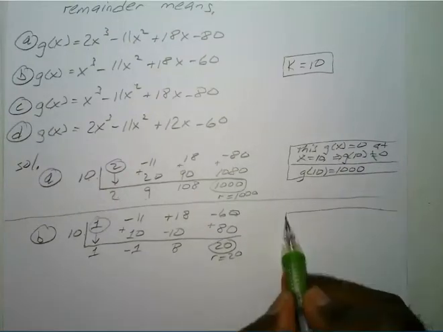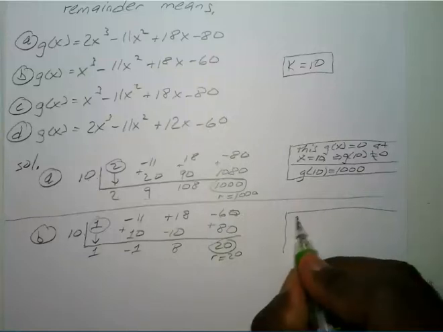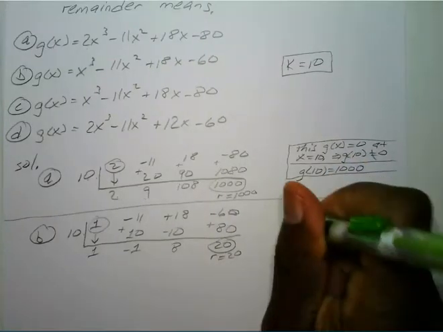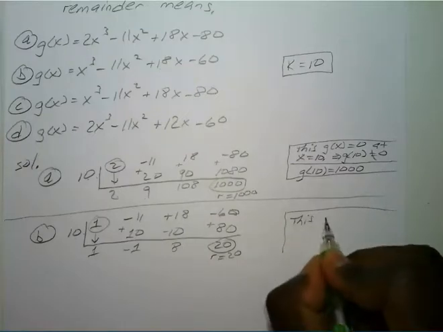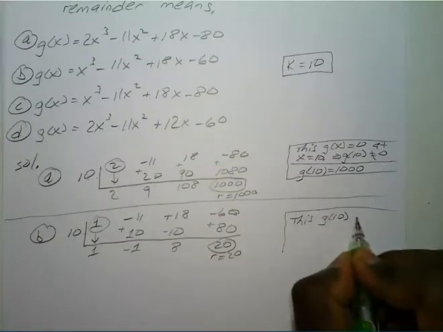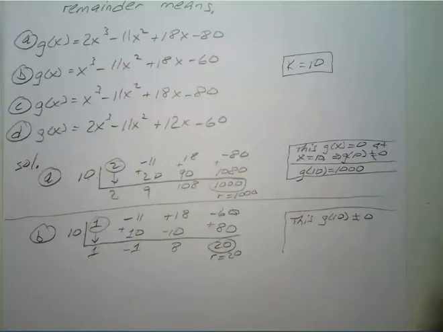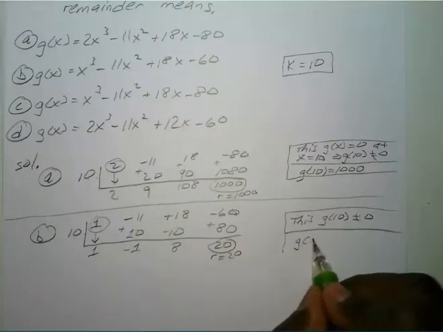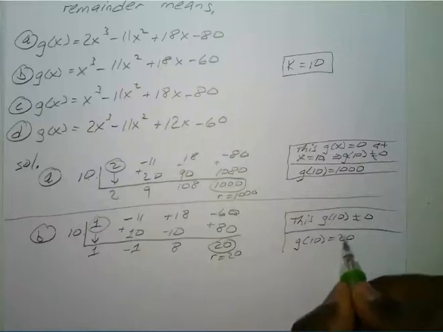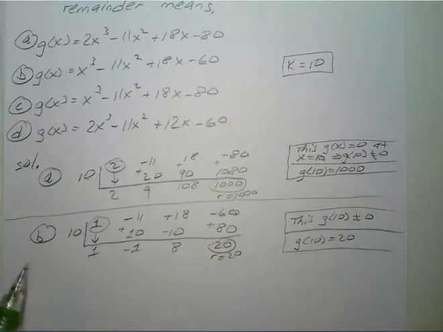So what does this tell us? Well, this tells us that for this particular one, g of 10 does not equal 0. But it also tells us that g of 10 equals 20. So if you plug 10 into this g of x, you'll get 20.